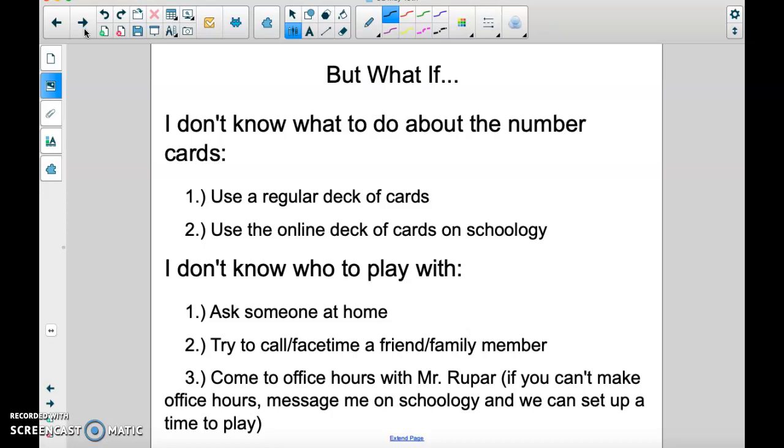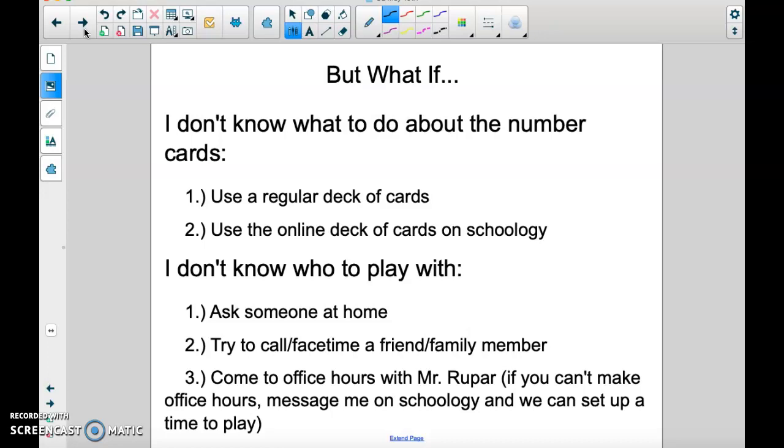You could try to call or FaceTime a friend or family member. You don't need to really see the person to do this. So you could do this just on the phone, right? If you're able to just call somebody. Even if you want to set it up with a friend in class, shoot them a message on Schoology if you don't have their phone number, okay? And then try to call them up or FaceTime them or something so that you can try to play with them. Or 3, you can come to office hours with me, okay?